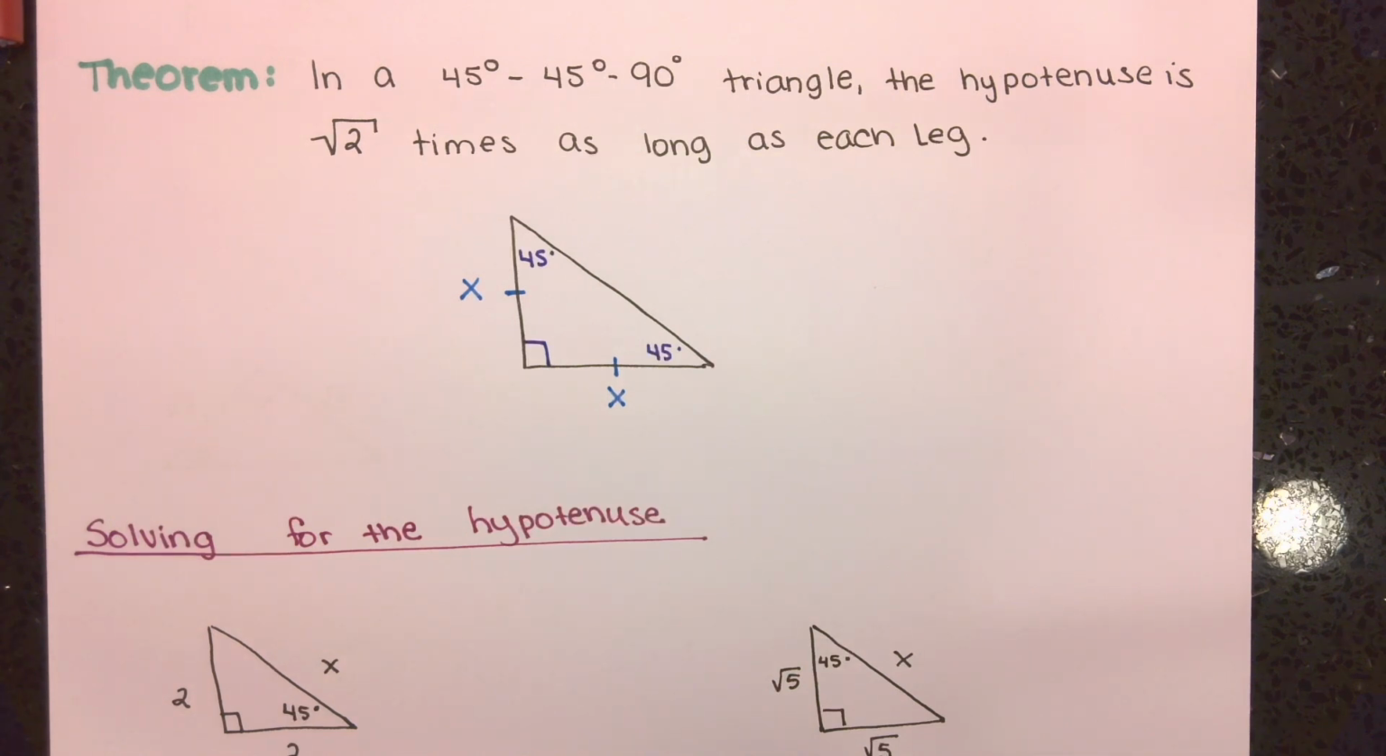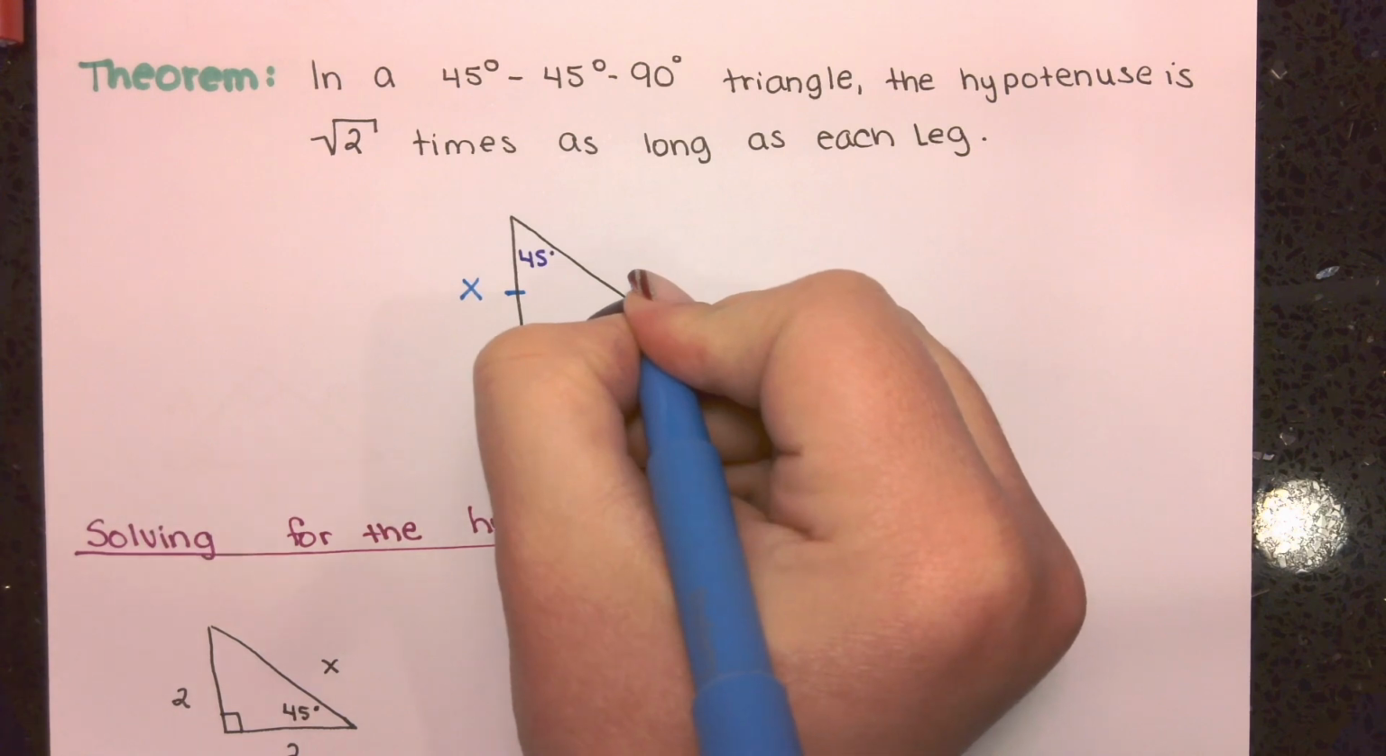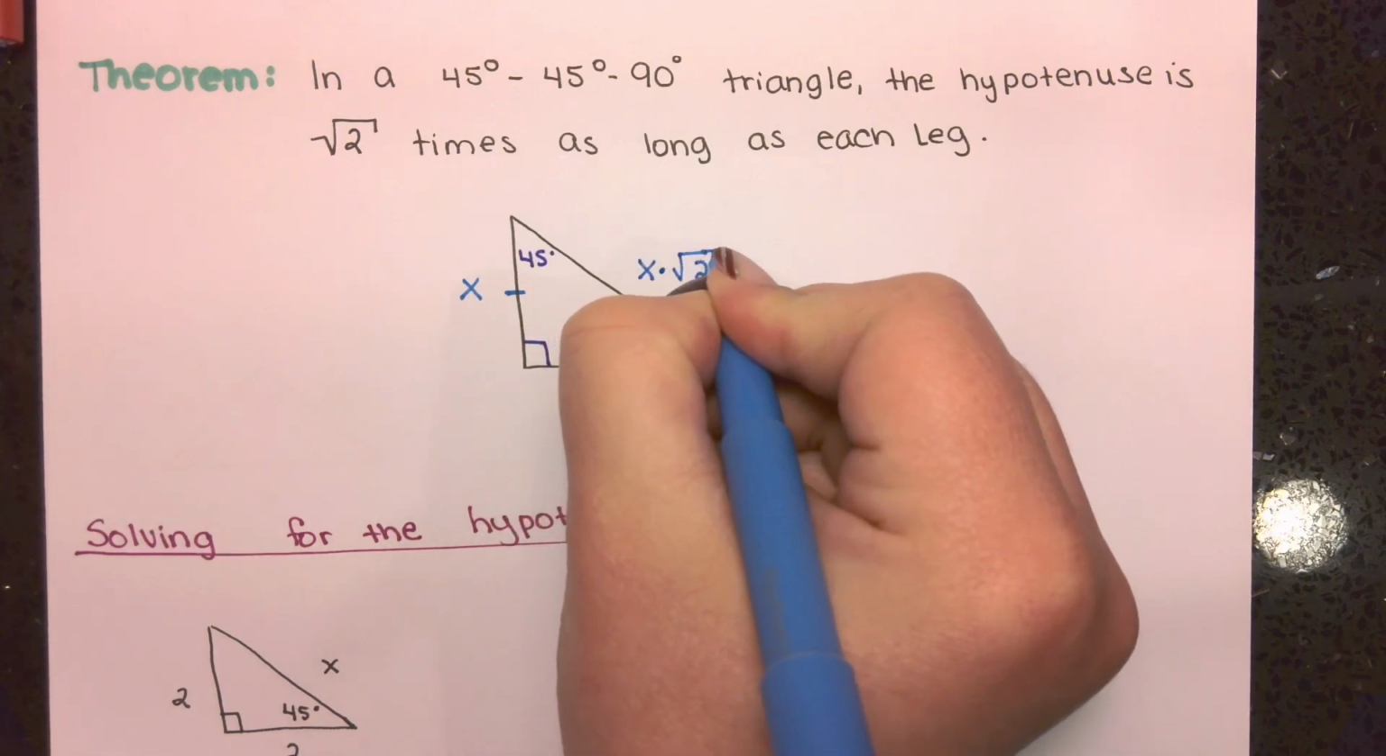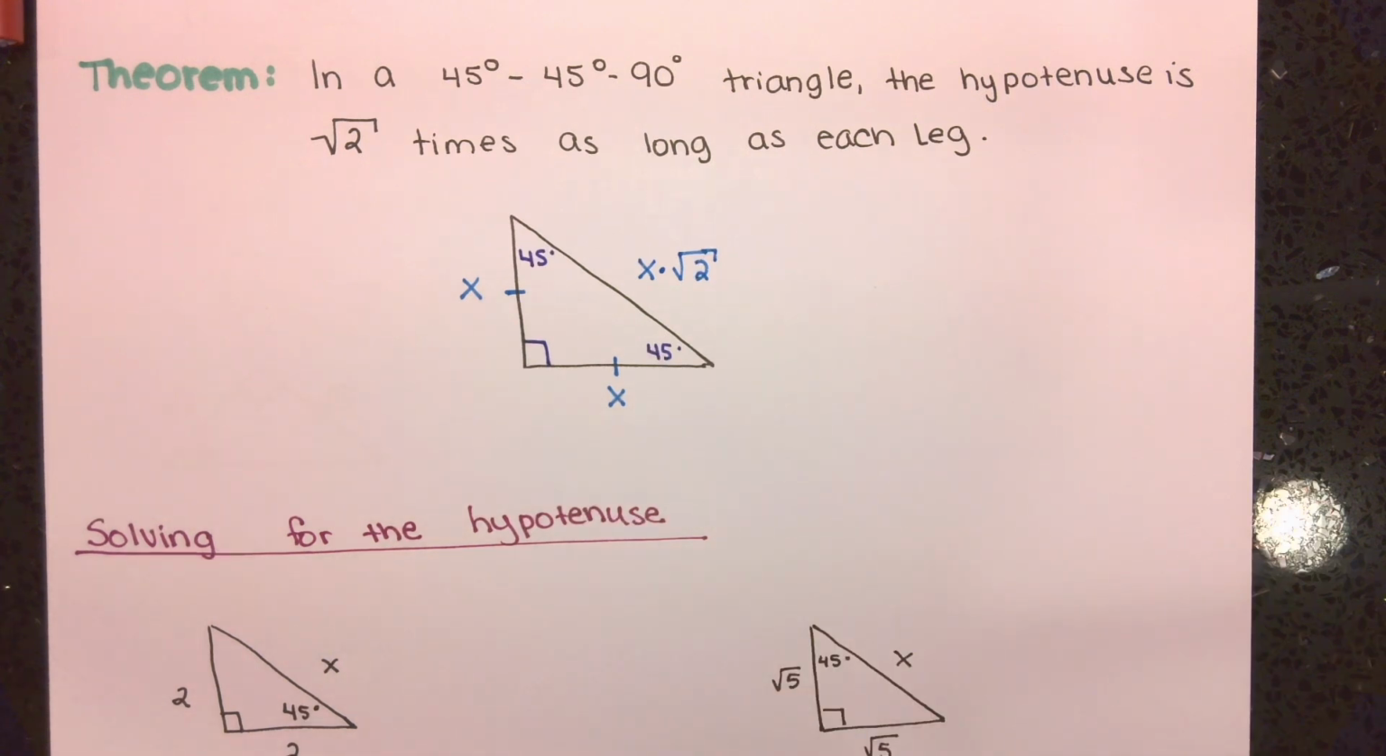Isosceles means that we have two legs that are congruent. Now, if we continue using the Pythagorean theorem, a squared plus b squared equals c squared, x squared plus x squared equals c squared, what you end up having is this pattern where you have x times the square root of 2 as your hypotenuse. And this will always, always, always be true for your 45, 45, 90 triangle.